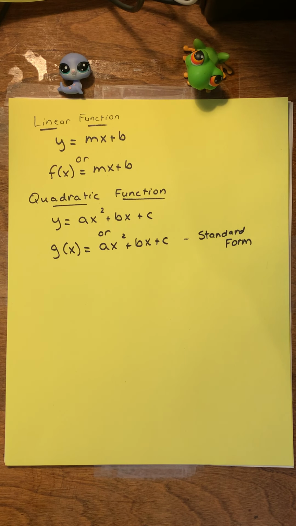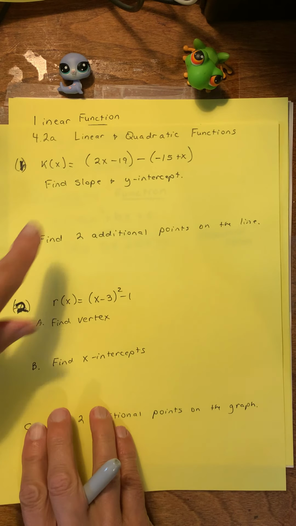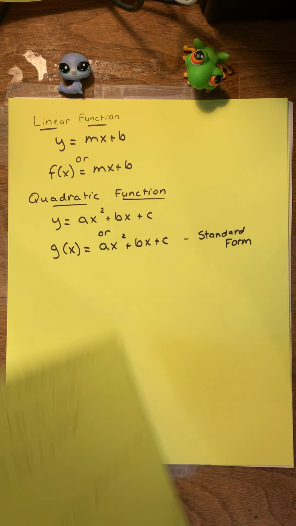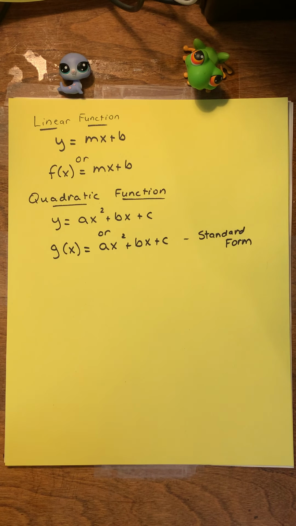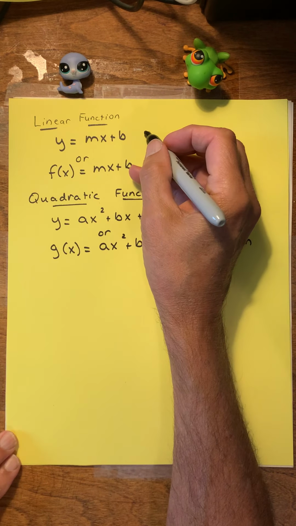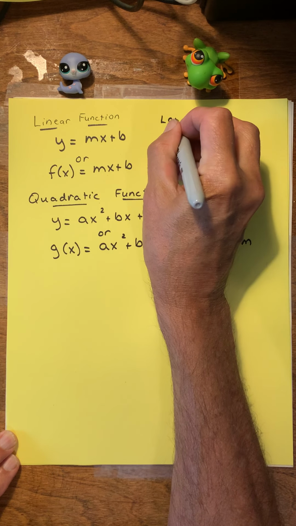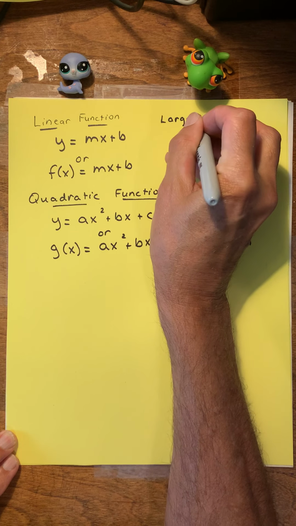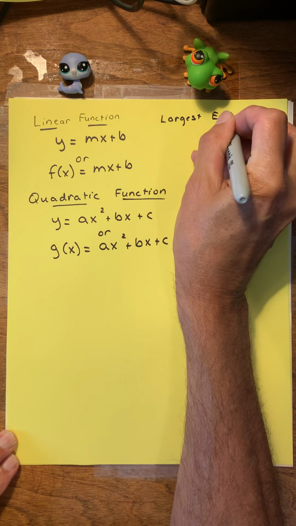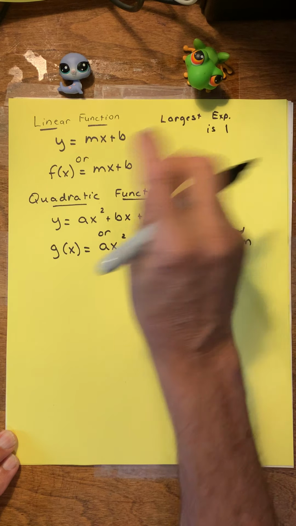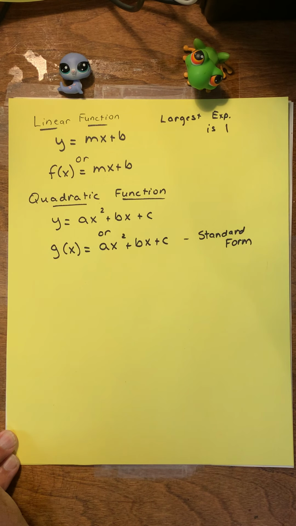All right, I'd like to make a couple of observations about 4.2a, which is linear and quadratic functions. First of all, let me make a distinction between linear and quadratic functions. A linear function is a function of first degree. What that means is the largest exponent is 1, x to the first power.